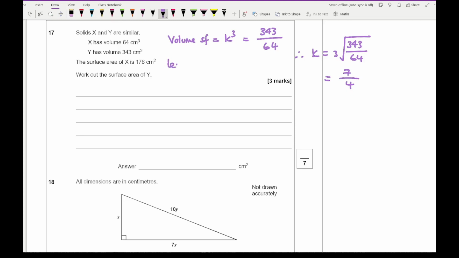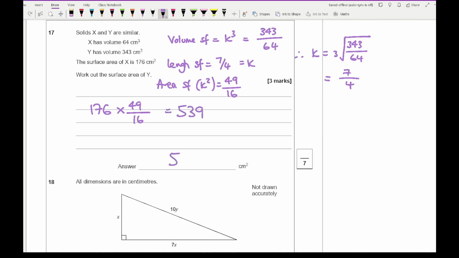So then the length scale factor is going to equal 7 over 4, and that's what k is, and the area scale factor, which is k squared, is therefore going to be 49 over 16. So then to work out y, now we can see that y is the bigger shape, so we're going to need to do x times the scale factor. So here we've got 176 multiplied by 49 over 16. And if I type that straight into my calculator, I get an answer of 539.